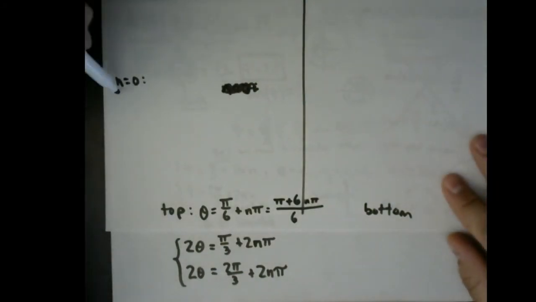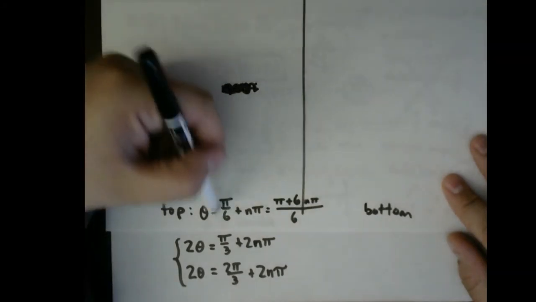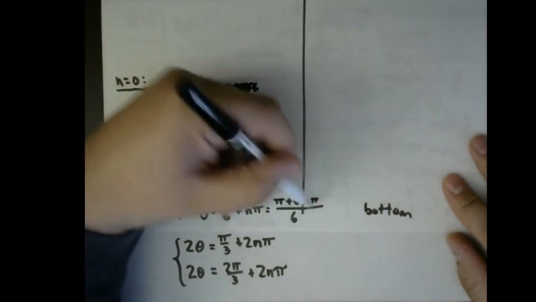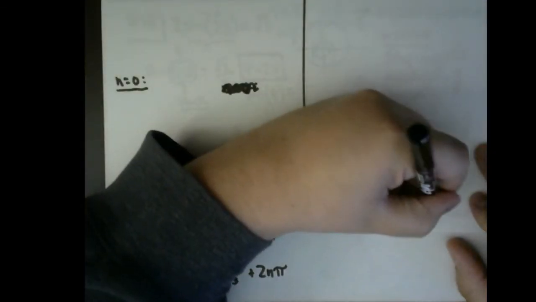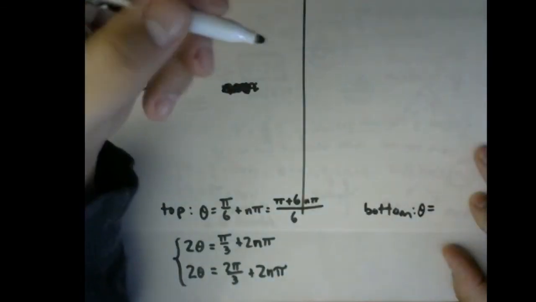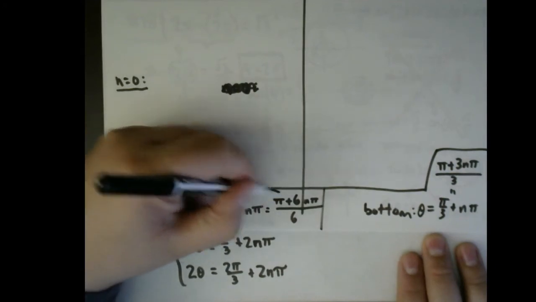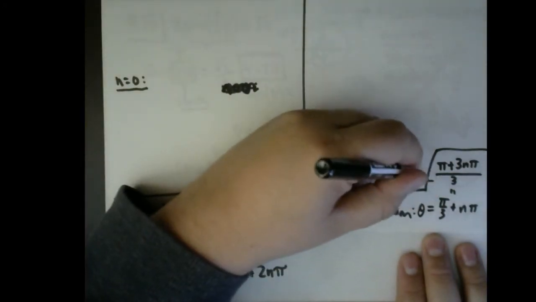Because once I start picking these n's, if I leave it this way, I have to find a new common denominator pretty much every time. But if I do it this way, I've already got that common denominator. It saves me work. The bottom becomes theta equals pi over 3 plus n pi, which with a common denominator would be pi plus 3n pi over 3. So these things on the bottom are what I'm going to be using for these problems. So this one is on this side and this one is on this side.